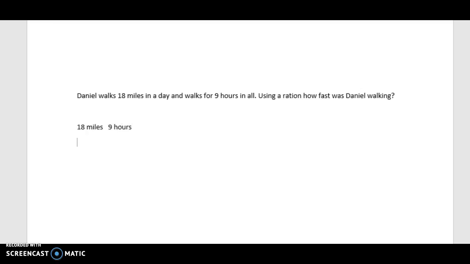So then we need to set up how fast Daniel was walking, and we know that we set up speed in miles per hour. So we'll actually type in 18 miles over, get a space in there, over 9 hours.